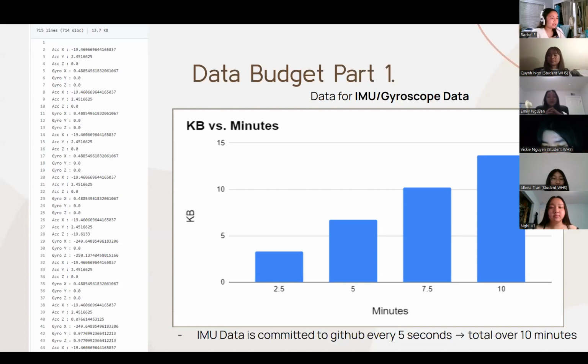How I calculated the IMU or gyroscope's total kilobytes is I uploaded code to the Raspberry Pi that would take data from the IMU and commit this data to GitHub in a .txt file every 5 seconds, as you can see in this picture. After the 10 minutes, I looked at the final kilobytes of the .txt file, which was only 13.7 kilobytes. The graph on the right just demonstrates that the growth of the data is linear over time.